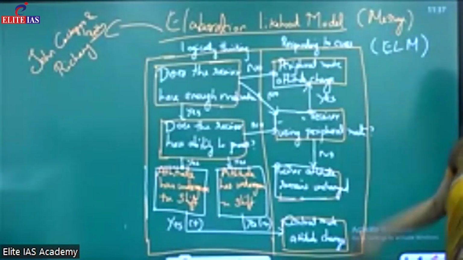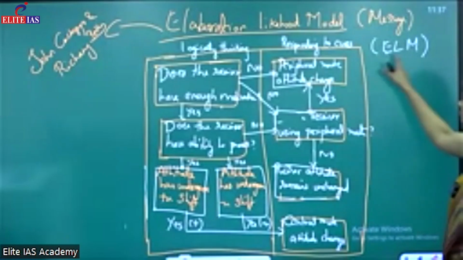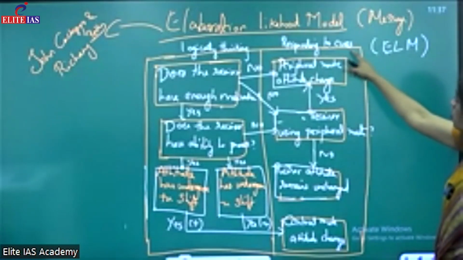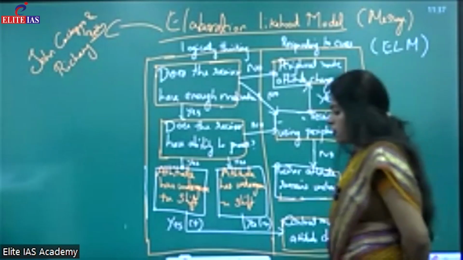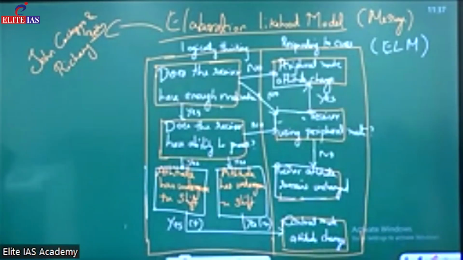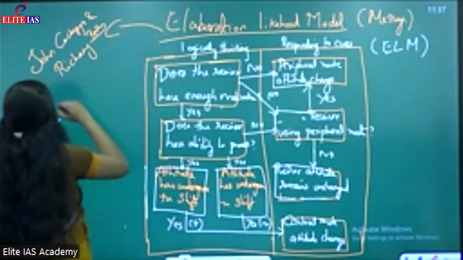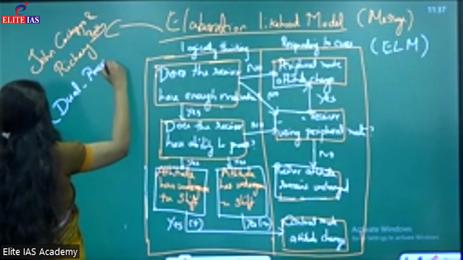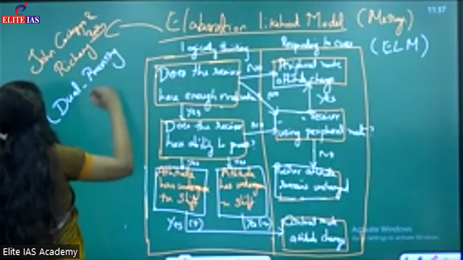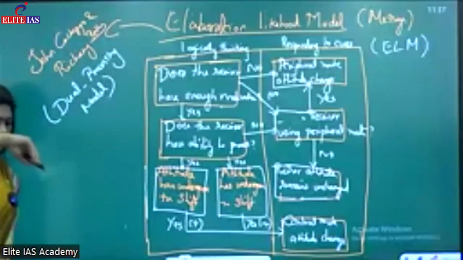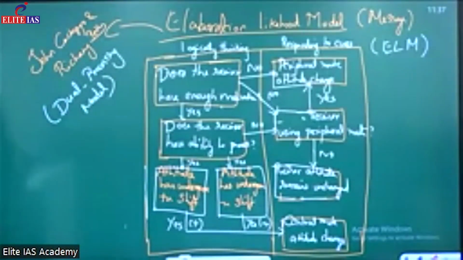Elaboration Likelihood Model. I have written the short form ELM. Responding to cues, CUES. Have you written? Done? This is also called the dual processing model. If you want, you can write another name. This is called the dual processing model.